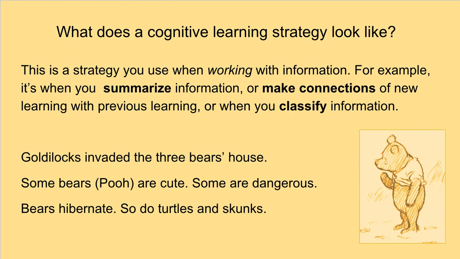So, what does a cognitive learning strategy look like? This is a strategy used when you're working with information. For example, it's when you summarize information, or make connections of new learning with previous learning, or when you classify information. Here's an example of each.